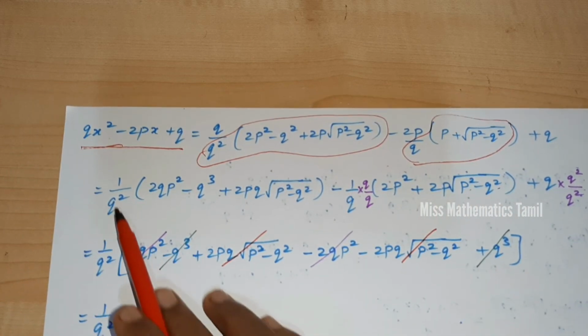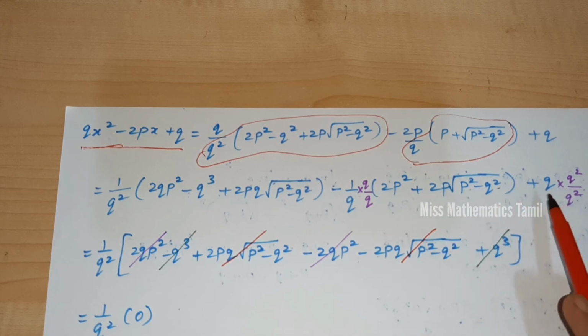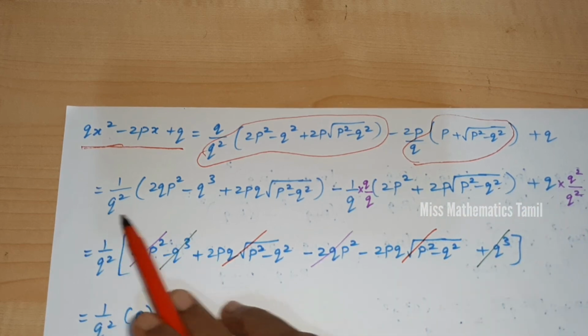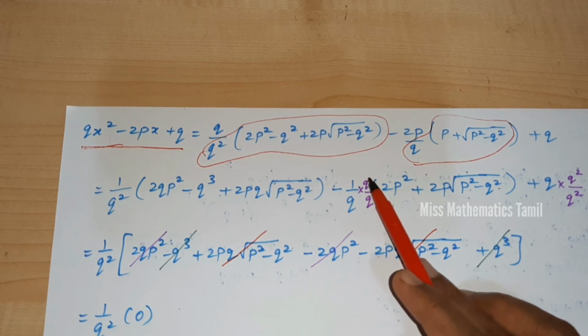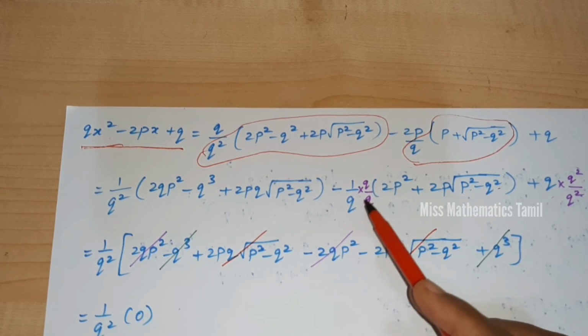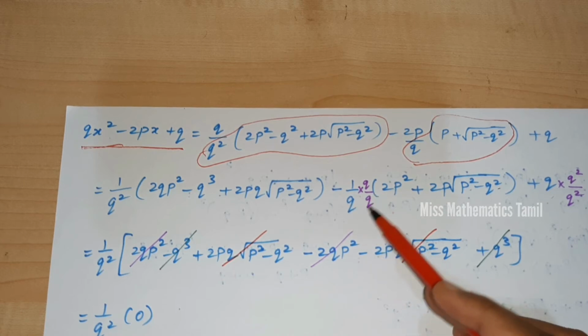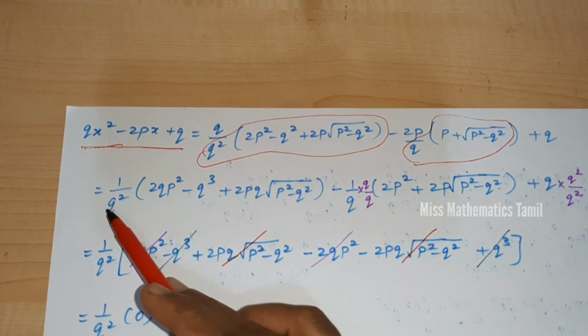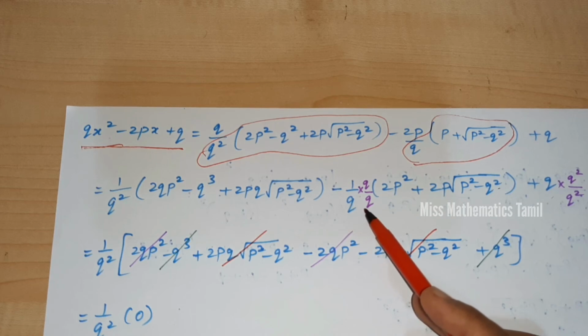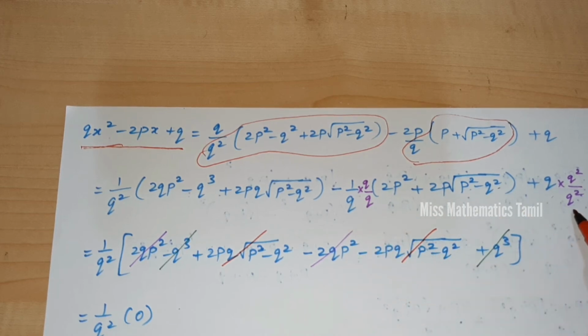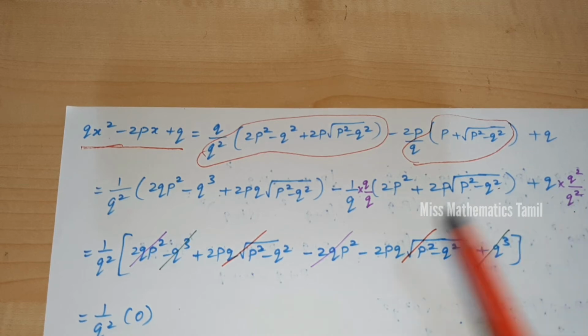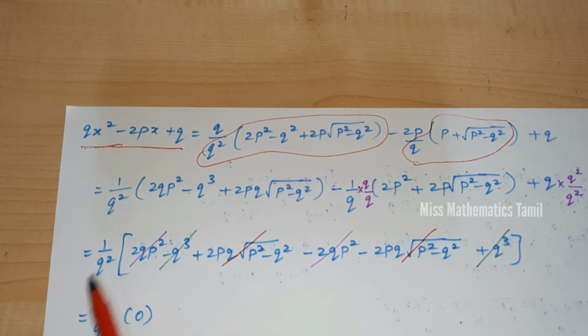Okay, after multiplying this step, I am going to do multiplying q by q. What will happen? In the denominator I am making q square, because here q square, I want to make the q square in the denominator here also. So what is the purpose for making q square in the denominator? Then only I can bring out that 1 by q square.